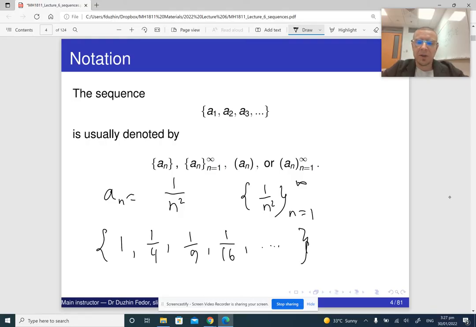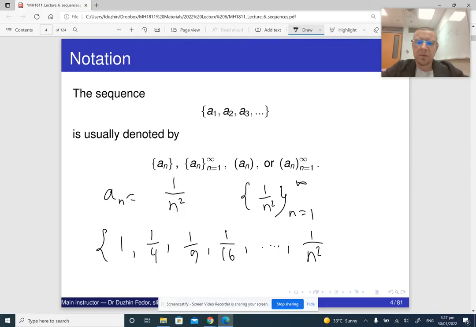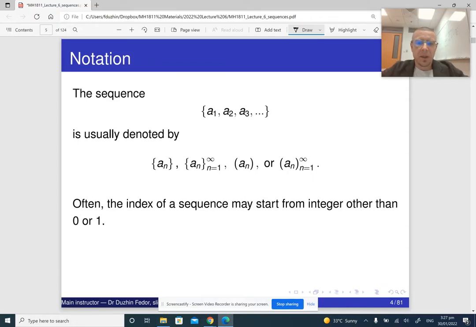Or sometimes if the pattern is not so clear, when we write a list, we can do it like this. So these are all different notations for a sequence. Sometimes our sequences can start with the element that is denoted A1. Sometimes it is A0. It could start with other integers too. Yeah, so as long as it is a list, it's fine.